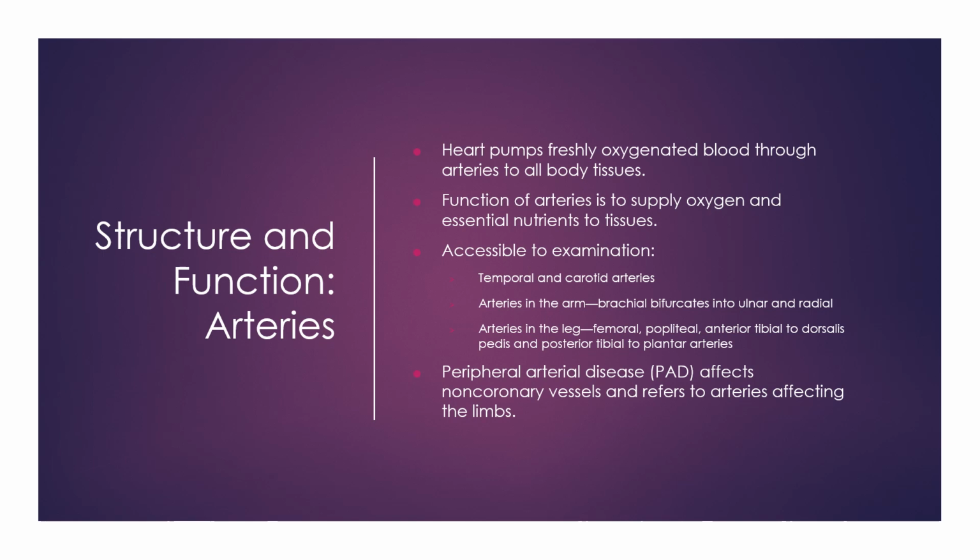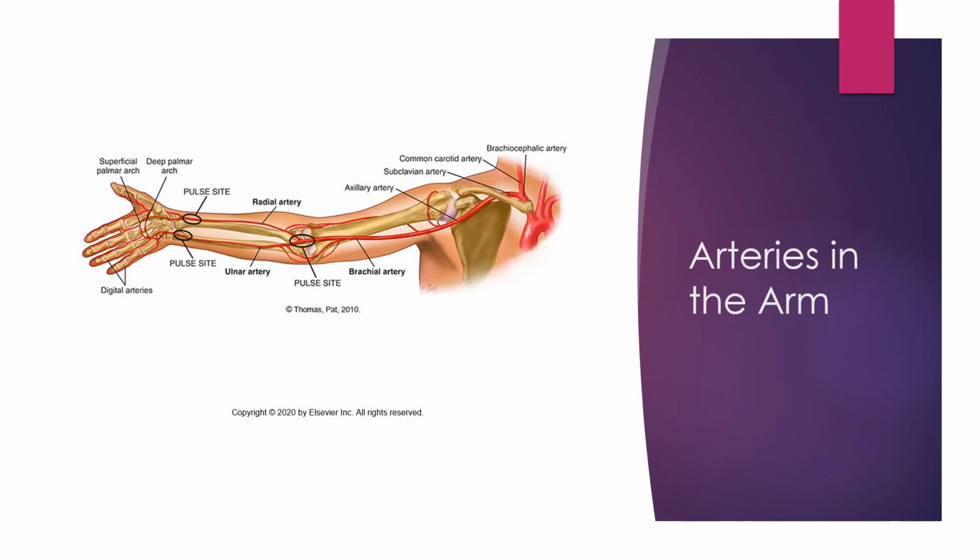So peripheral artery disease affects non-coronary vessels and refers to arteries affecting the limbs. You can see these are the arteries in the arm. And you can see that it's listed here on the screen where we check our pulse. So remember, arteries have oxygenated blood. So if you or a patient were to stick an artery, you're going to have a lot more bleeding because it's under a lot more pressure than if you stuck a vein, or if the patient had lacerated or stuck a vein.